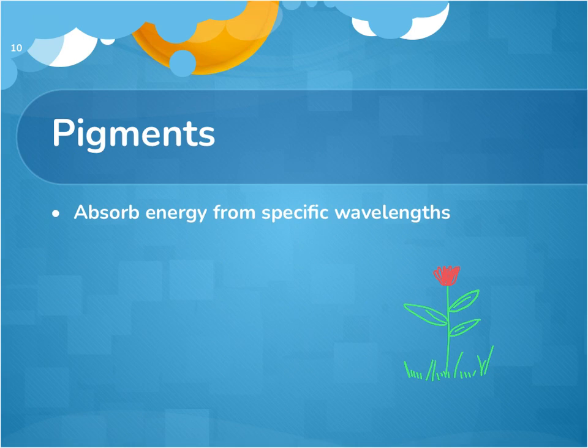The color of a plant that we see is determined by its pigments. So the way that we know what color a pigment is, is that it absorbs energy from specific wavelengths. So for example, when you are looking at a plant, so here we have a picture, crudely drawn because I'm no artist, of a plant. And so when the light comes from the sun, all of the wavelengths of light come together. So there's red and blue, green and yellow, and they all strike the plant together.